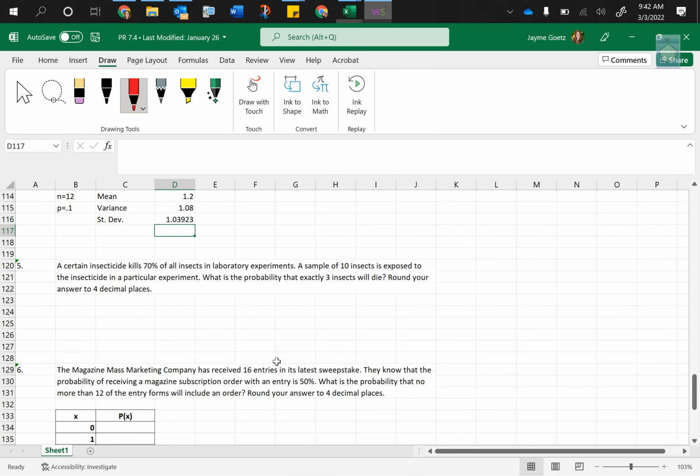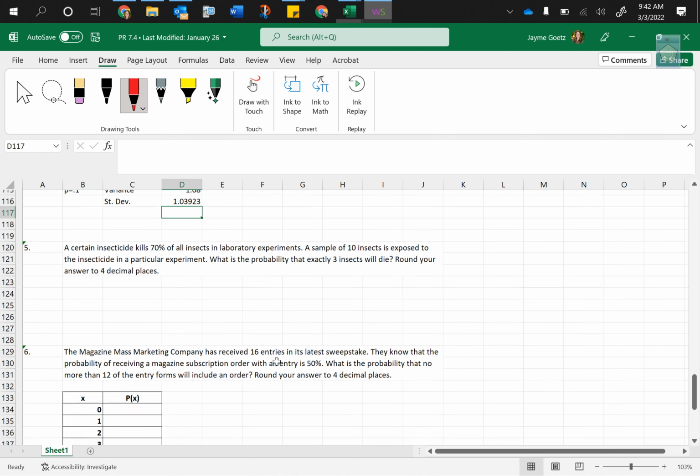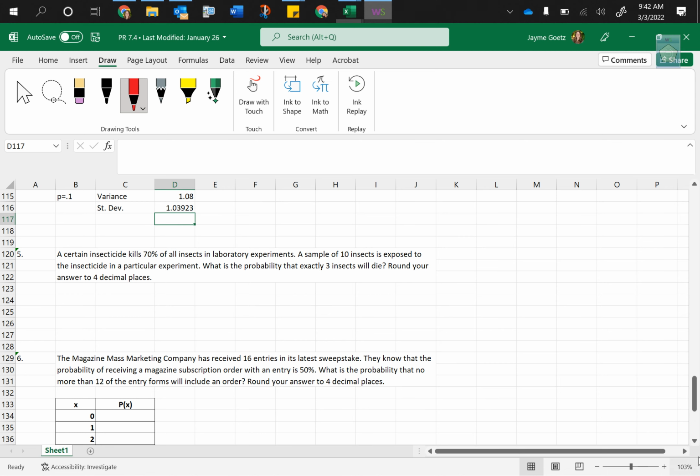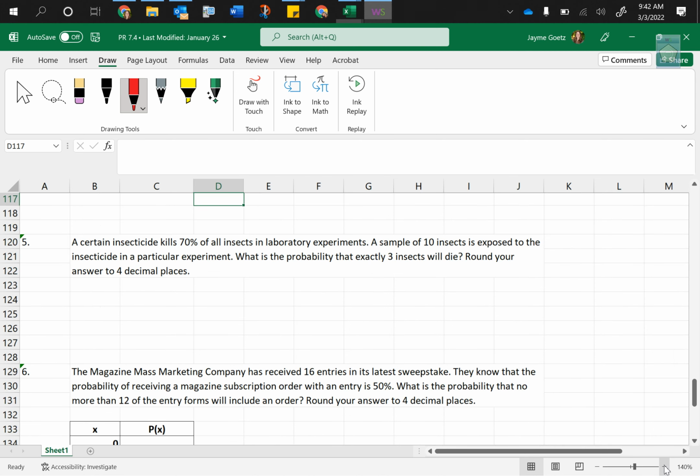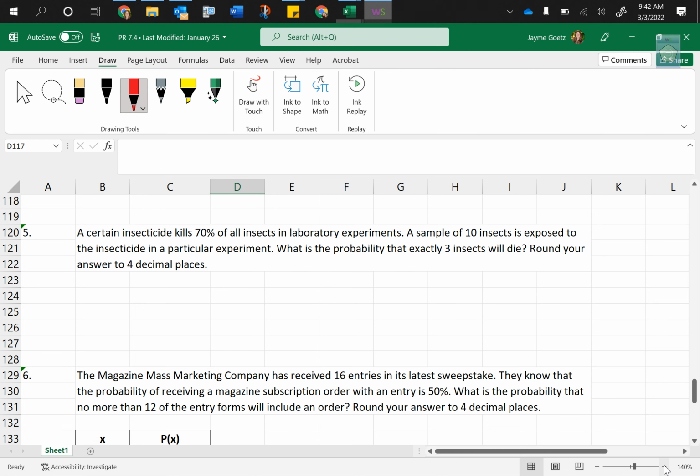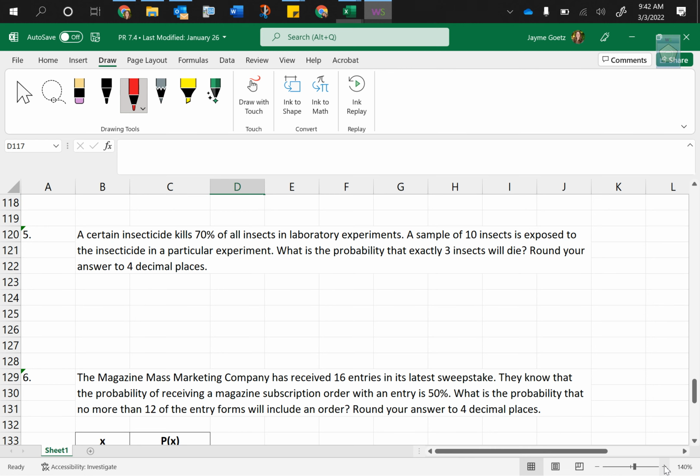Okay, so let's look at number 5, and let's solve it using the information we learned today. Number 5 says, a certain insecticide kills 70% of all insects in lab experiments. A sample of 10 insects is exposed to the insecticide in a particular experiment. I just want you to think about the sentence that we just read. An insecticide kills 70% of insects it comes into contact with. So they took 10 insects and they made contact with it. How many would you expect to die? 7 of them, right? 70%?